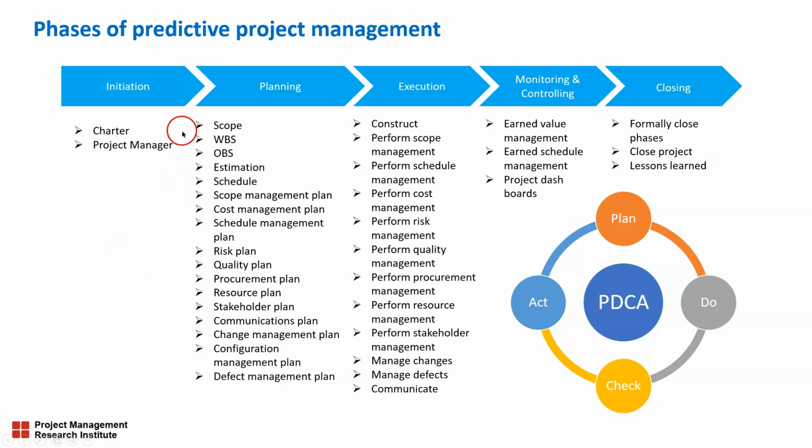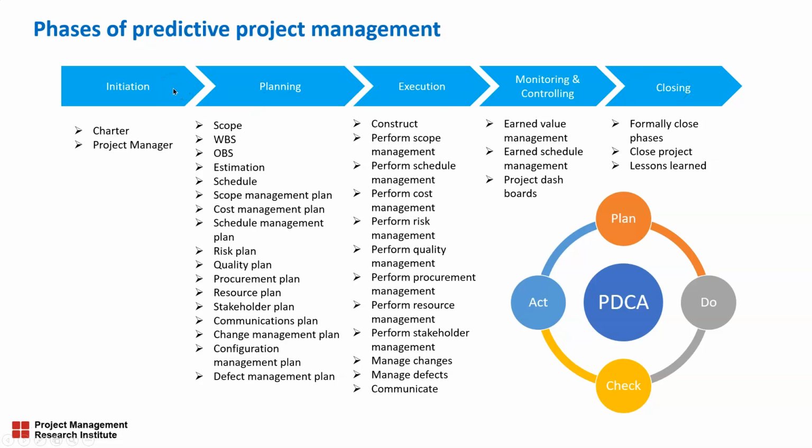Here are the phases of predictive project management. So the project passes through the phases of initiation, planning, execution, monitoring and controlling, and closing.